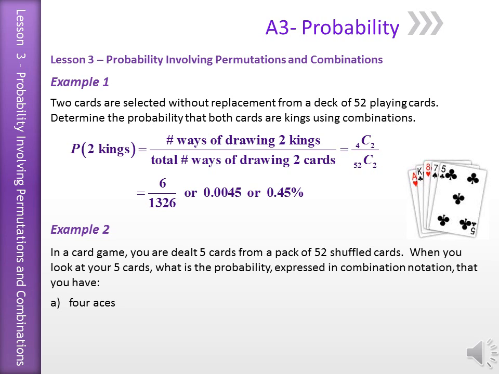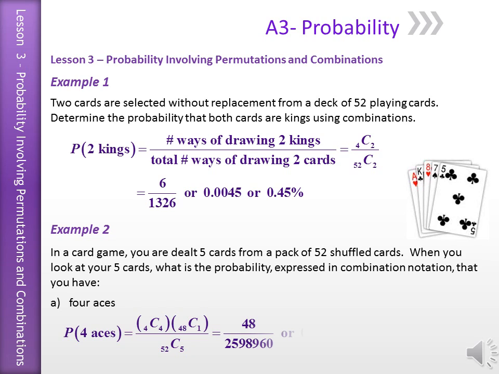Example 2. In a card game, you are dealt 5 cards from a pack of 52 shuffled cards. When you look at your 5 cards, what is the probability, expressed in combination notation, that you have 4 aces? So that means we would need 4 aces and 1 other card. So we would use 4 choose 4, that's the 4 aces, and then we have to choose our 5th card, which would be 48, the remaining cards, choose 1, all over our total number, 52 choose 5.